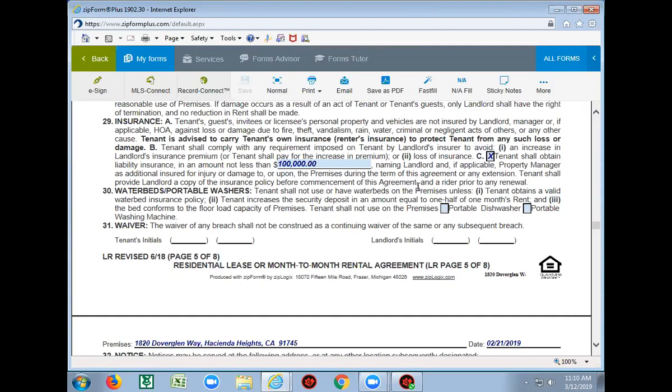Naming the landlord and, if applicable, the property manager as additional insured for injury or damage to or upon the premises during the term of this agreement or any extension. Tenant shall provide landlord a copy of the insurance policy before commencement of this agreement and a rider prior to any renewal. A lot of Asian tenants don't know this.